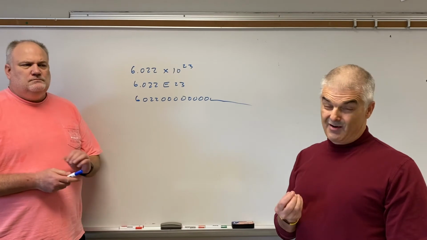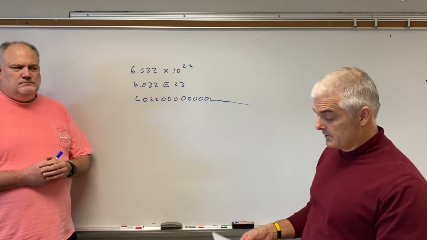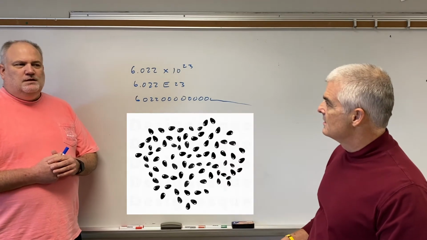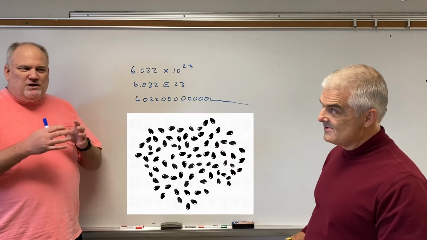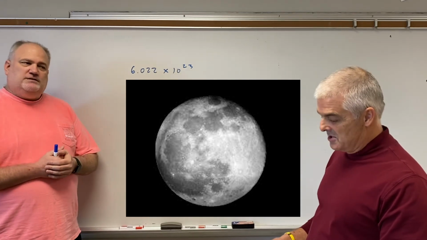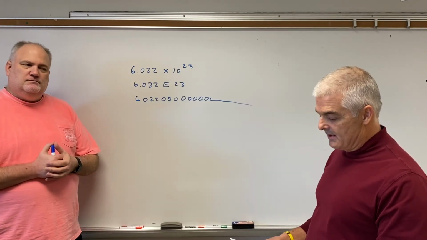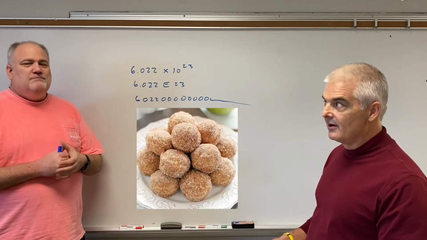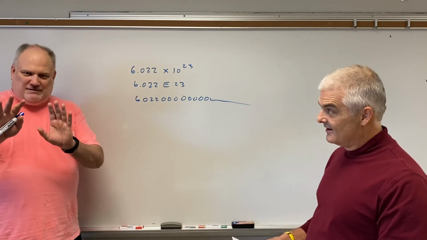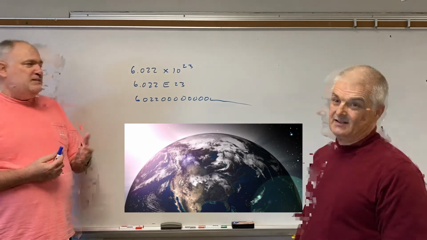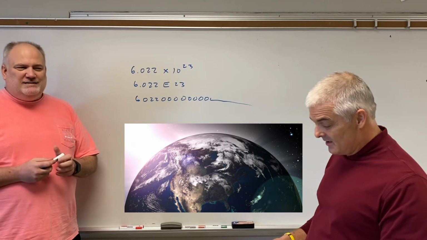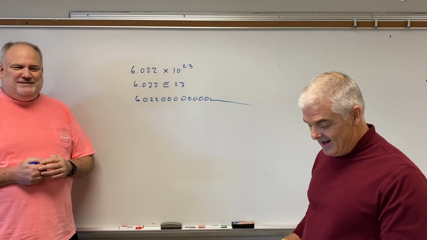To give you an idea of how big this number is, Mr. Dmitrowicz, if I had a mole of watermelon seeds, it would occupy the space about the size of the moon. Dude, that's crazy big. How about if I had a mole of donut holes? Now you're speaking my language. It would cover the Earth to about 5 miles deep, pretty much extinguishing life as we know it. Death by the best thing ever.